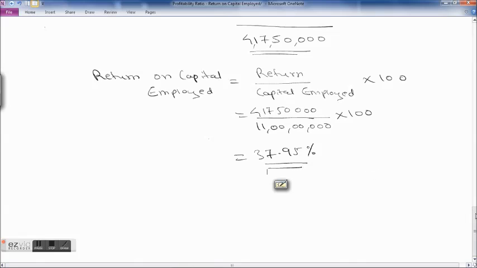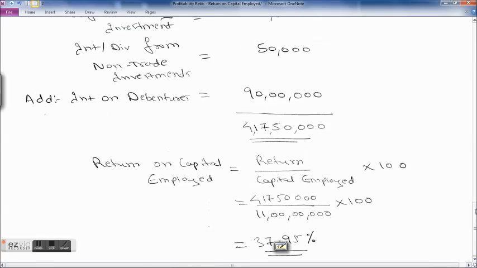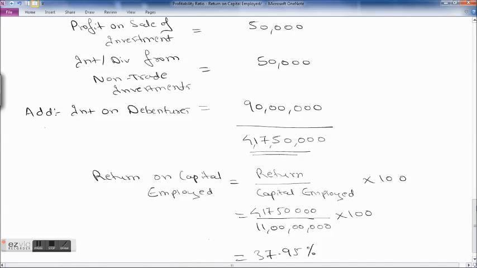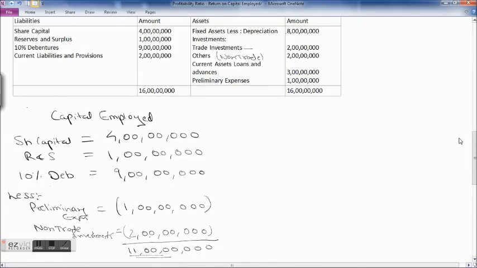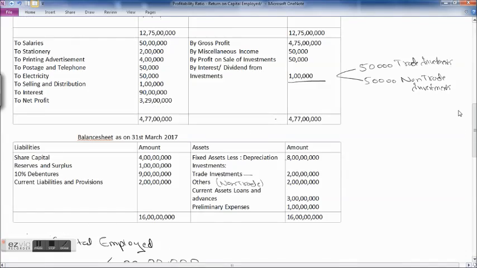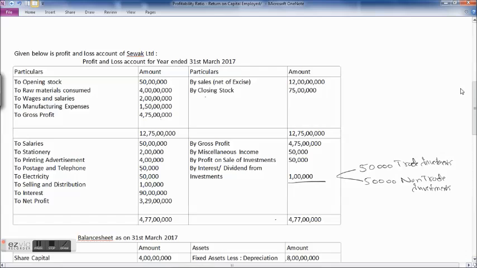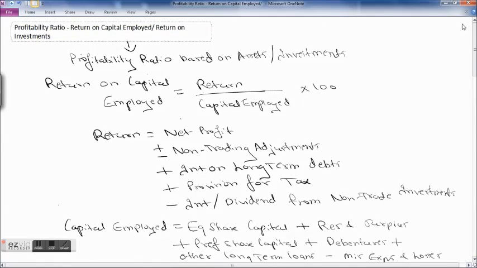This is how you calculate your return on capital employed. The return on capital employed is 37.95%, which is high, right? So you are earning around 37.95% of your capital employed. So this was about return on capital employed. Thank you.